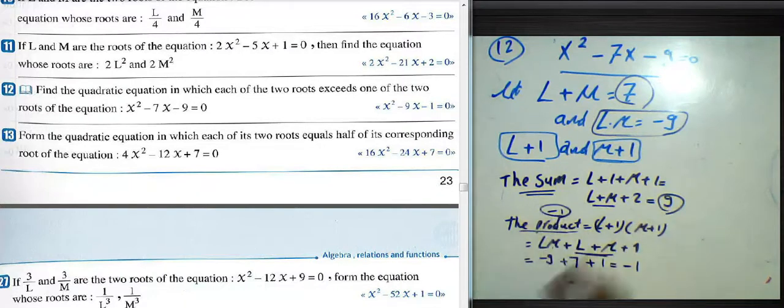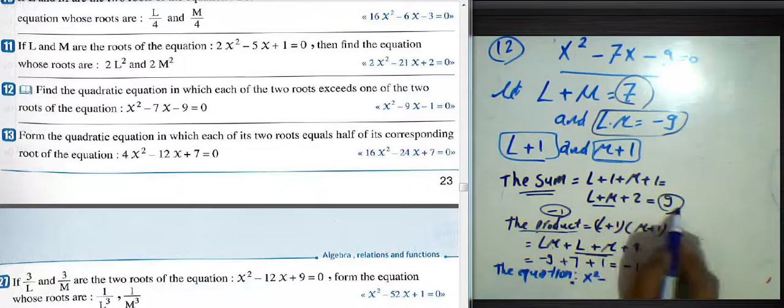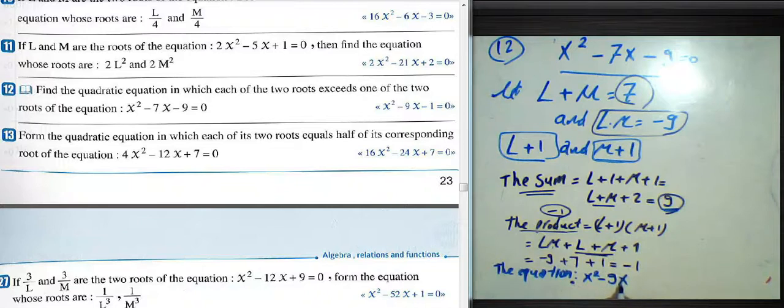And the sum will be 9. So we can find the equation. Then the equation will be x power 2 subtract the sum 9 times x, and the product negative 1, equals 0. So the equation is x power 2 subtract 9x minus 1 equals 0. It's easy, or not?